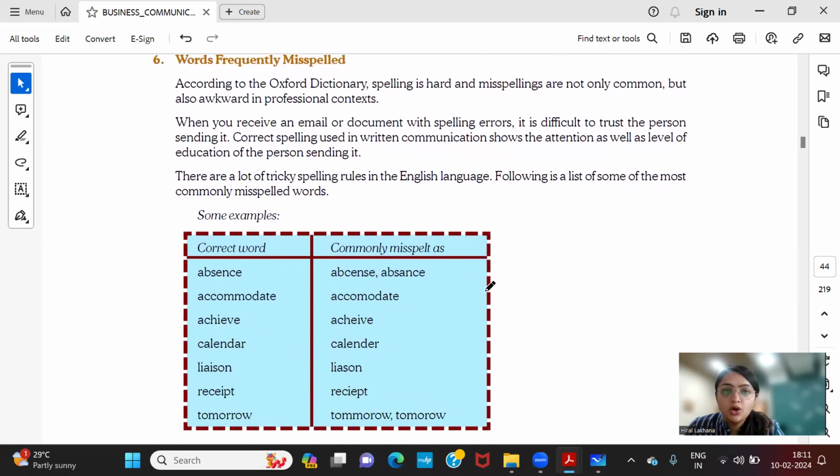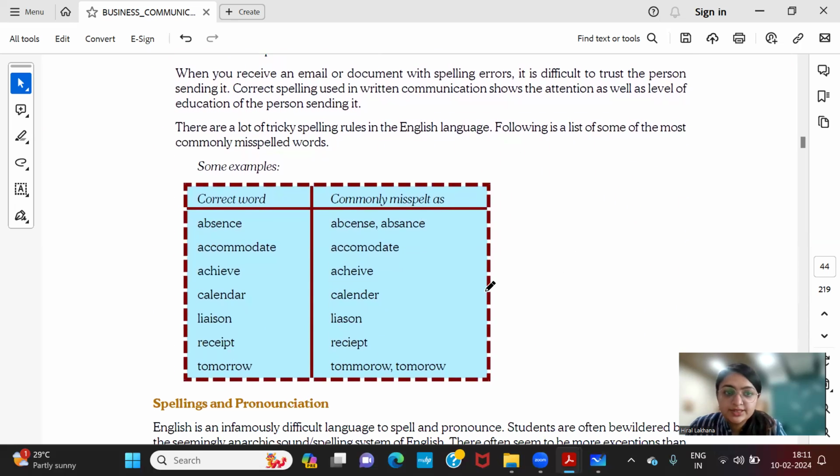So next we saw words that were frequently misspelled. This is something that needs to be taken care of in written communication. In the examples, for absence, instead of an S, a C might be used, or instead of an E, there might be an A that can be used. These might also look like the correct spellings, but these are not the correct spellings. These are the correct spellings for all of the words here.